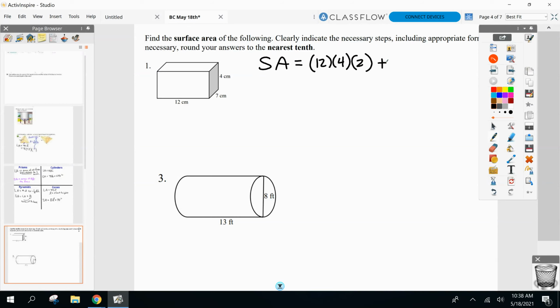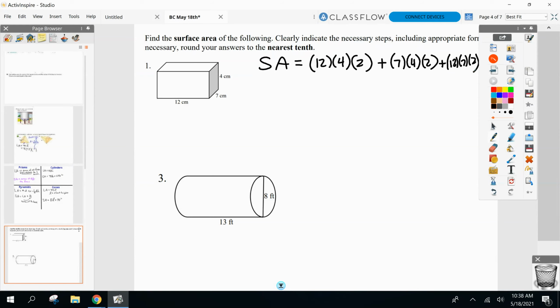Keep going, Hayden. Give me another length and width. 7 by 4. Right and left face are both 7 and 4, and there's 2 of them. And what about the final 2, Hayden? 12 by 7. Good. The bottom and the top bases are 12 by 7, and there's 2 of them. So that's how I find the surface area.